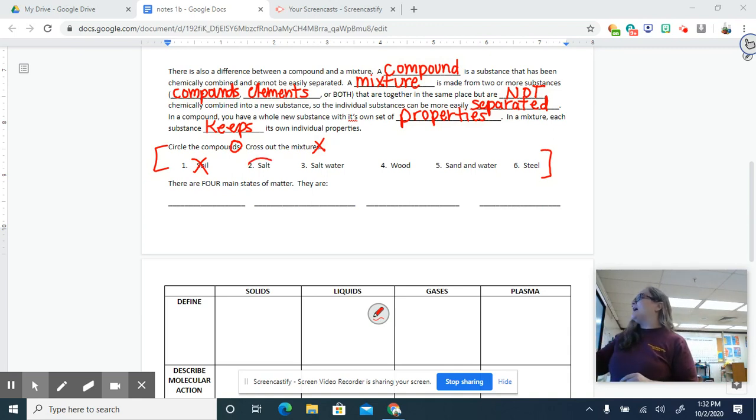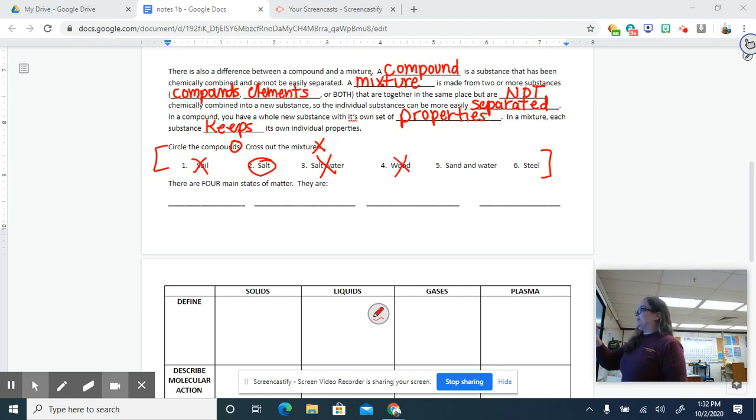Salt is a compound. It is chemically combined. Sodium and chlorine chemically combined. Now, that's only one kind of salt, but we'll talk about that later. Salt water, though, is a mixture because you can separate the salt out from the water.